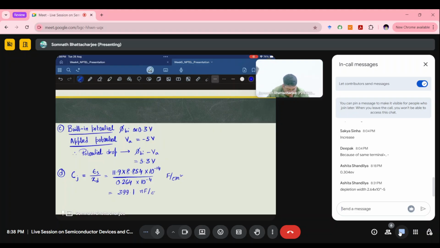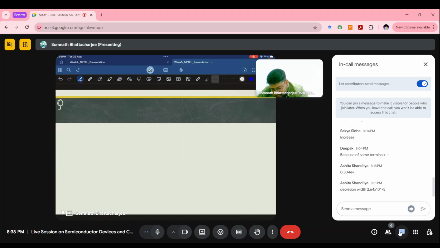Nanofarad per, not nanofarad, farad, 10 to the minus 4 into 10 to the power of minus 10 farad per centimeter square. So it would be 39.91 nanofarad per centimeter square. So this was the case, and let's do another problem, and we would end today's session after this.